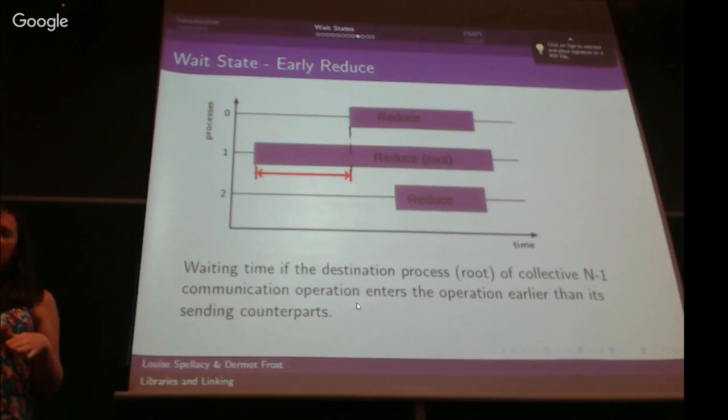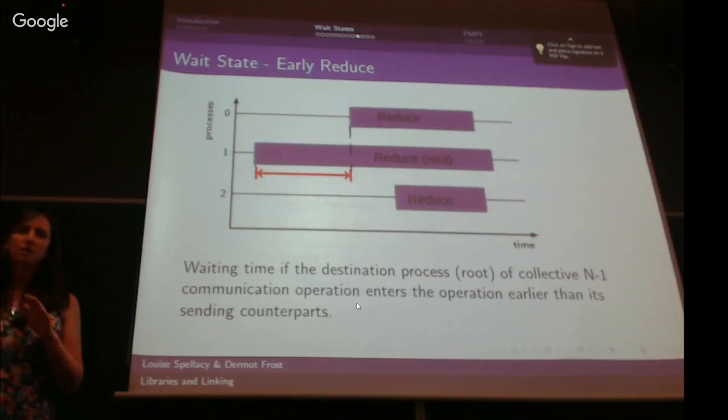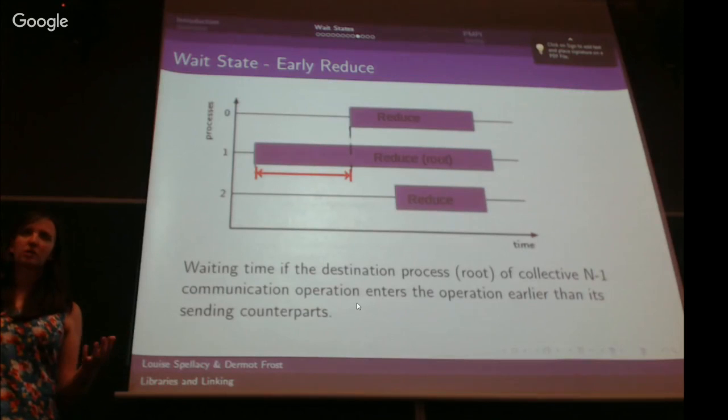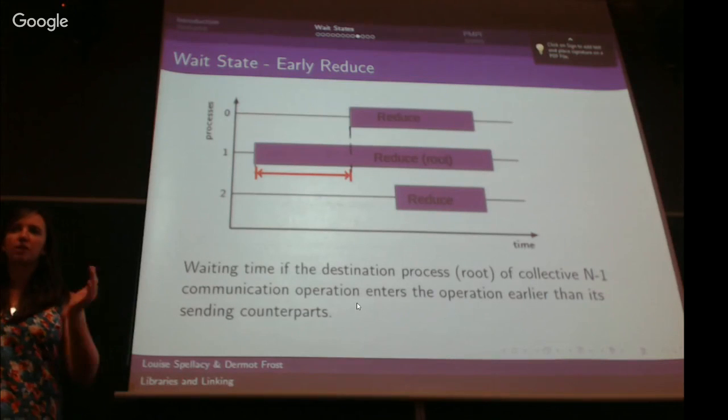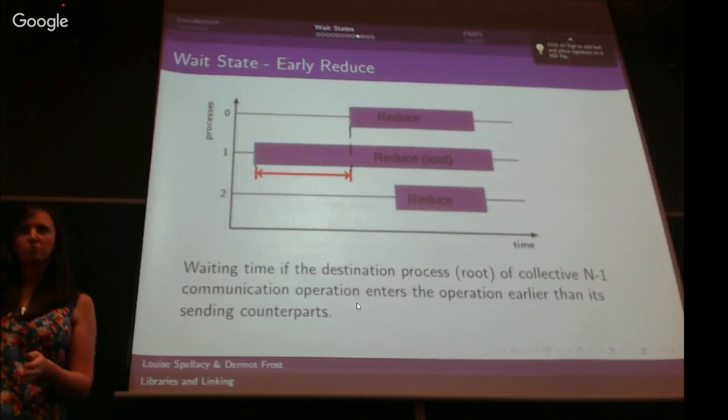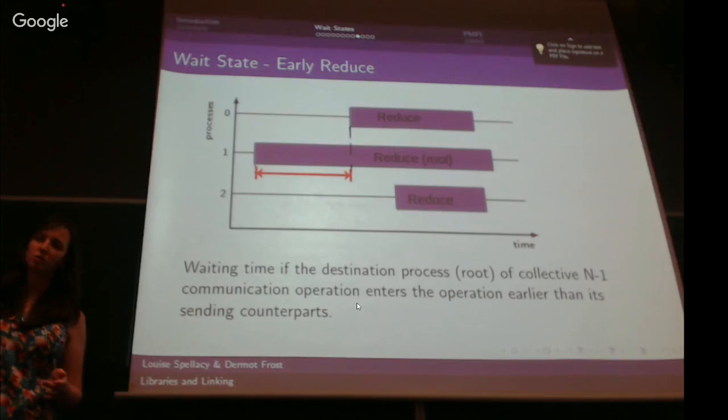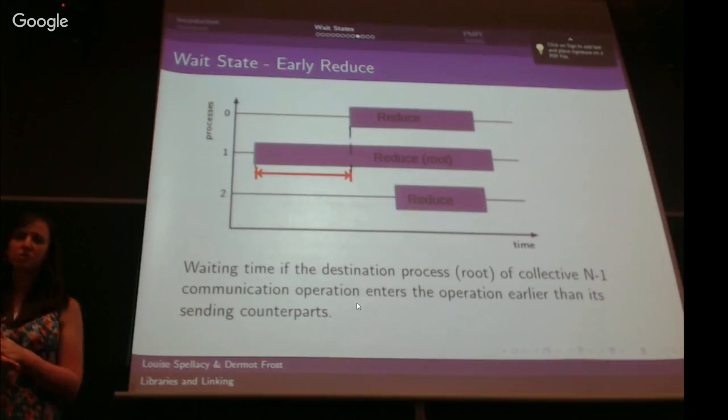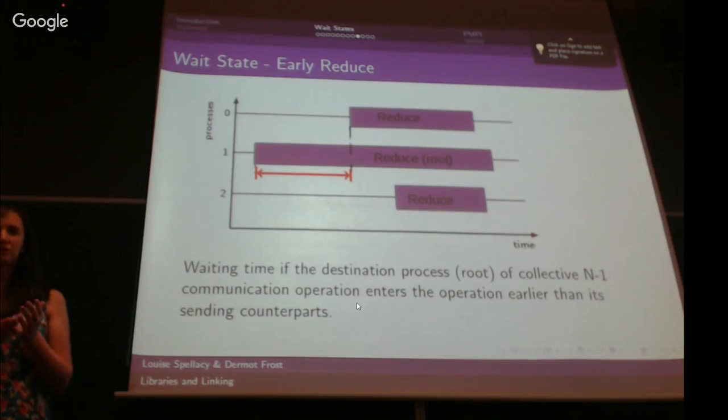So we then have things like reduce, scatter, gather, broadcast. We don't really expect there to be wait states with these because we kind of assume everybody will reach it and the data will be distributed. But we forget that if one process reaches the function faster than everybody else, then there are going to be more wait states.